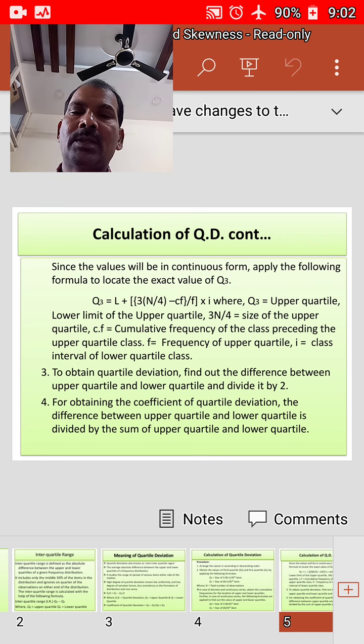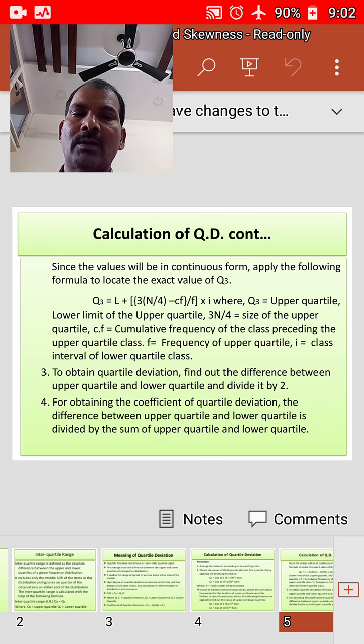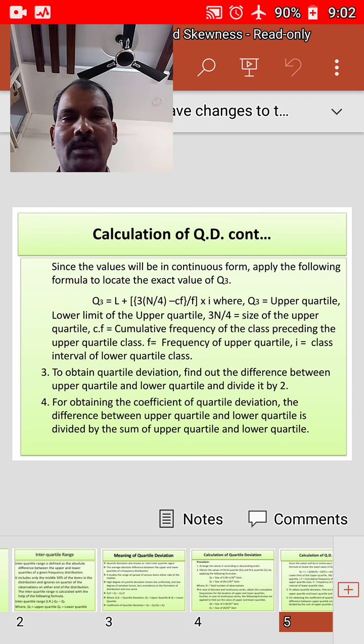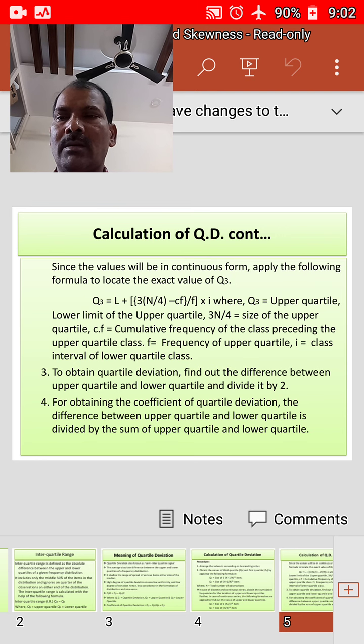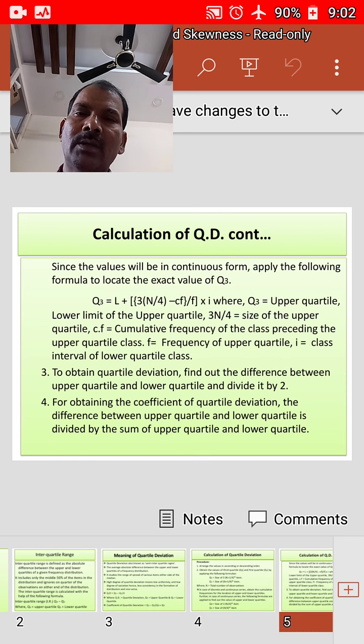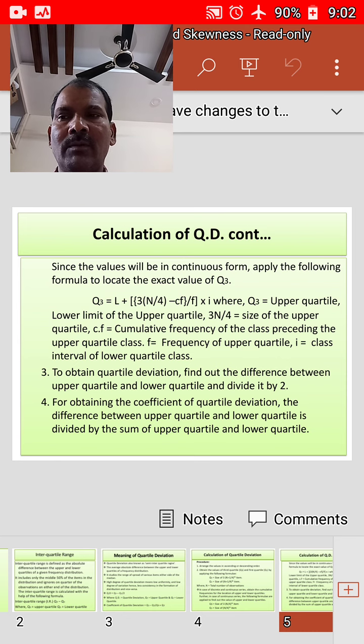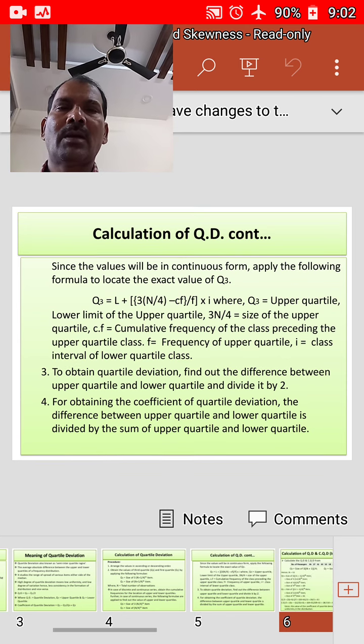The fourth step is for obtaining the coefficient of quartile deviation. The difference between the upper quartile and lower quartile is divided by the sum of the upper quartile and lower quartile. Then we call it the coefficient of quartile deviation.